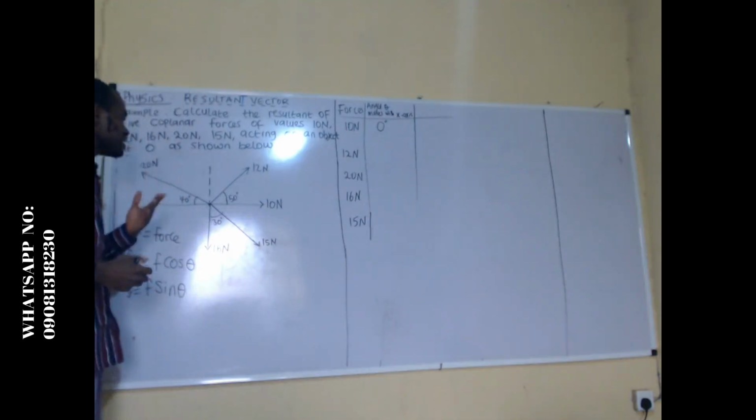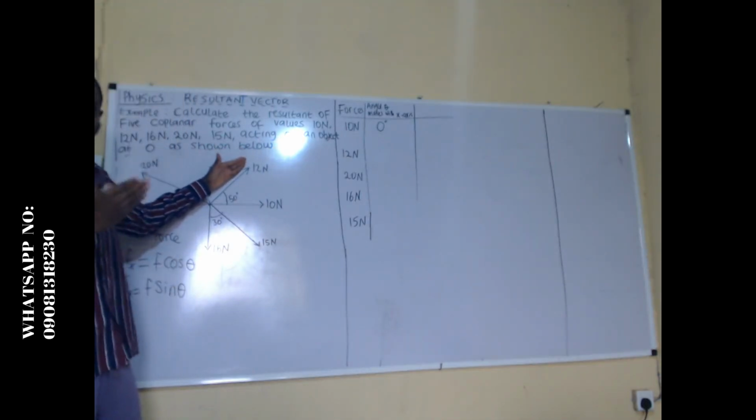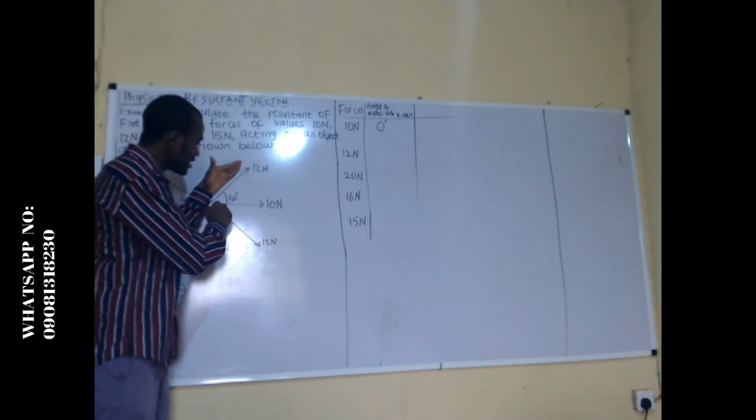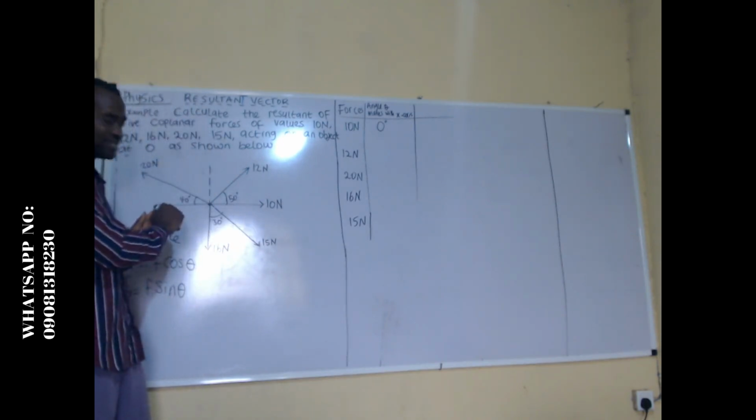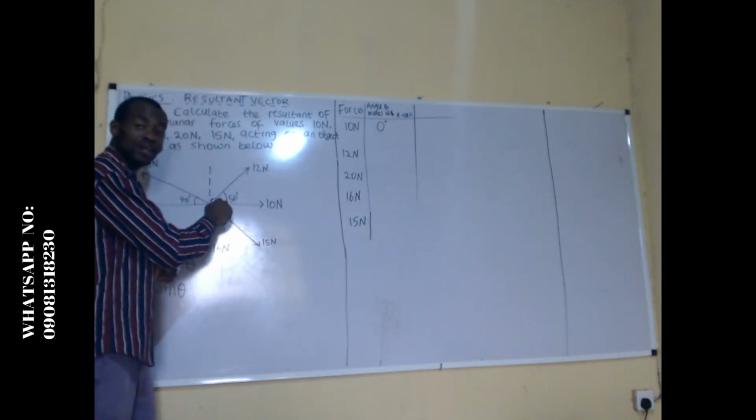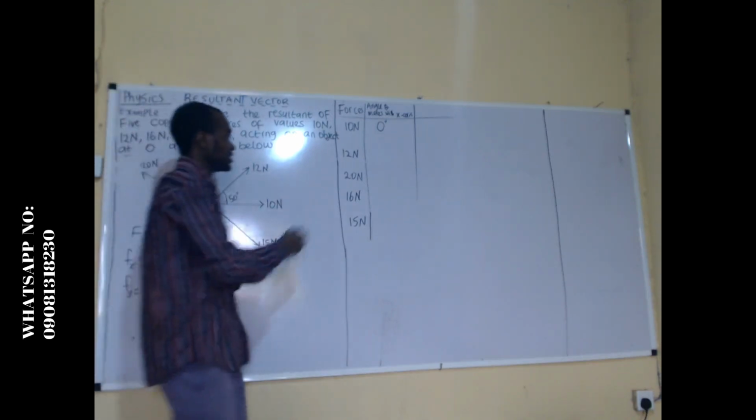Now, we move to 12 Newton. What angle is it making with the x-axis closest to it? It is 50 degrees.